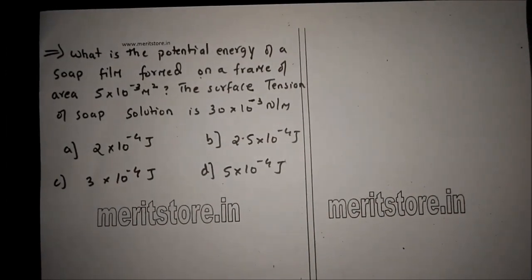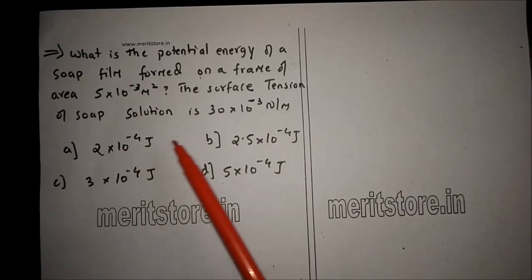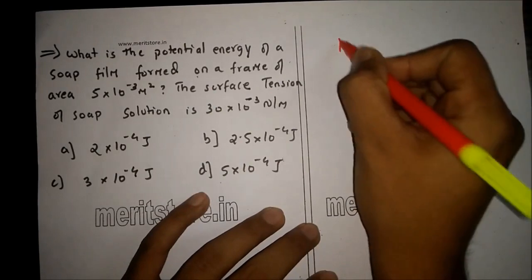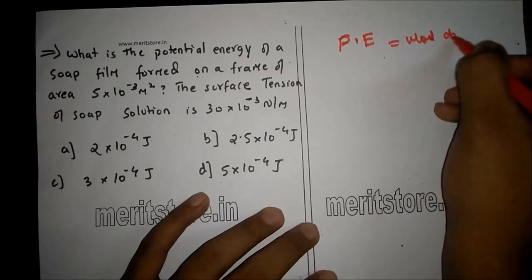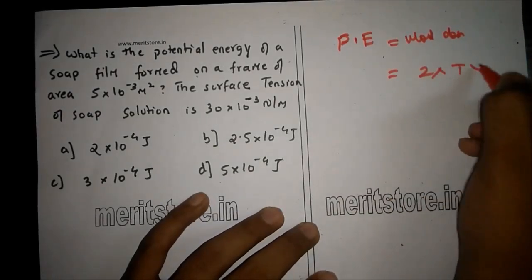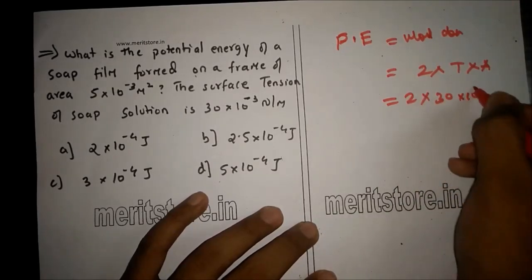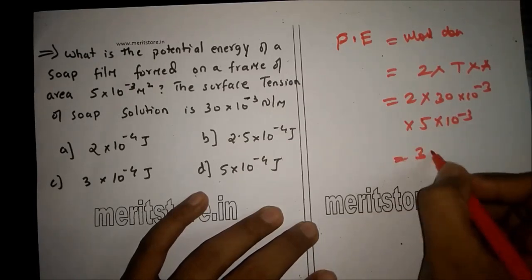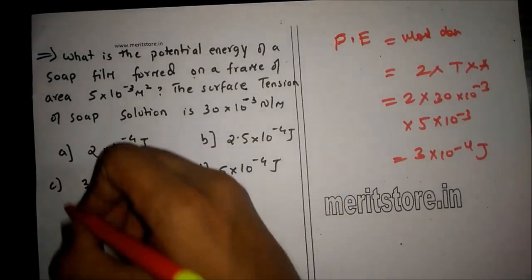The potential energy of a soap film formed on a frame of area 5 into 10 raised to minus 3 meter square. The surface tension of soap solution is 30 into 10 raised to minus 3 Newton per meter. Here are the options. Now, the potential energy is nothing but the work done, which is equal to 2 into T into A. Therefore, substituting the values, we'll get 2 into 30 into 10 raised to minus 3 into 5 into 10 raised to minus 3, which is equal to 3 into 10 raised to minus 4 joules. Therefore, the correct answer is option C.